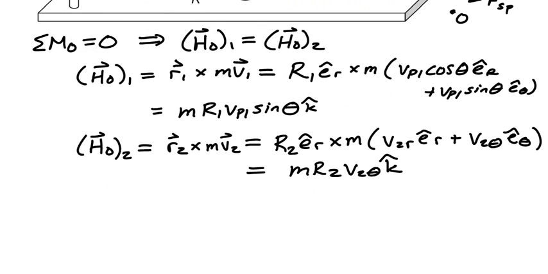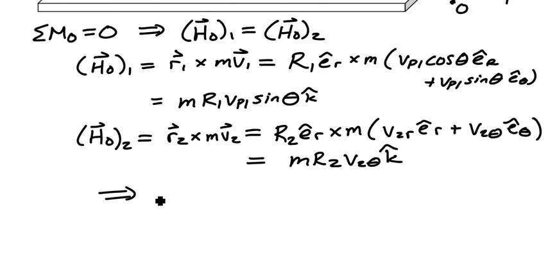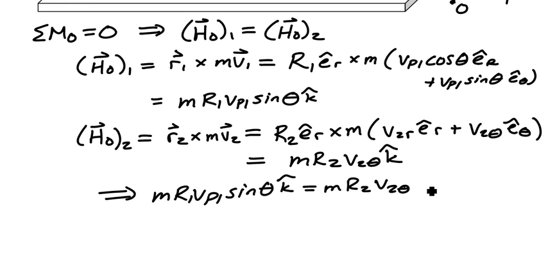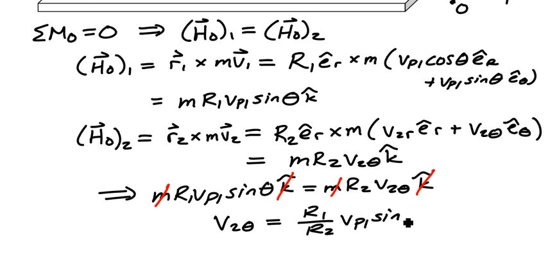If I equate the initial and final angular momentum, what I have is that m r1 times Vp1 times the sine of the angle theta in the k is going to equal m times r2 times v2 theta in the k. We can note at this juncture that the mass will cancel out from both sides, as will the k unit vector. And so what we'll get is that v2 theta is going to equal r1 divided by r2 times Vp1 times the sine of the angle theta. If we look at this carefully, we've only computed the theta component of the velocity at the second state, so we have to turn to something else.